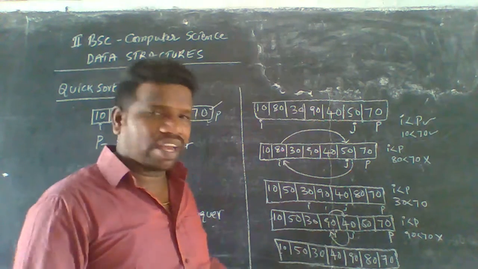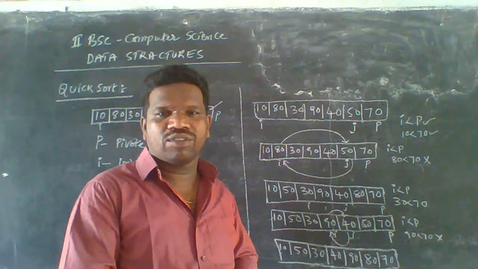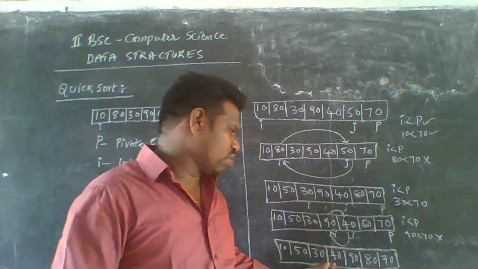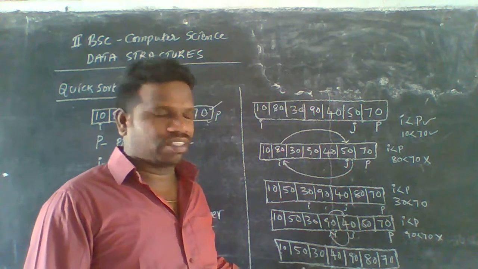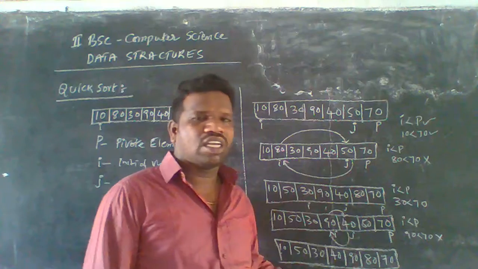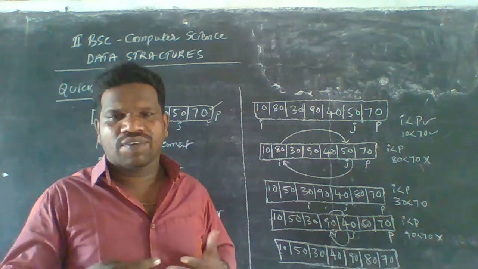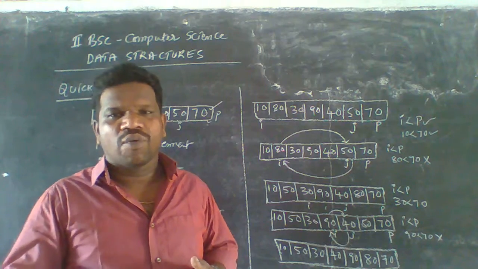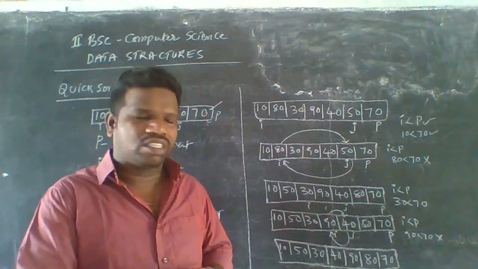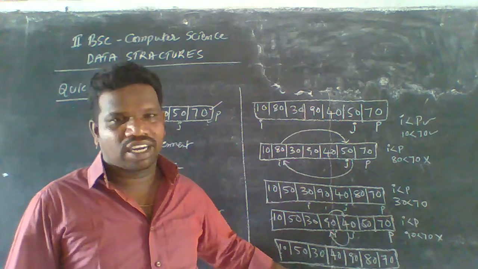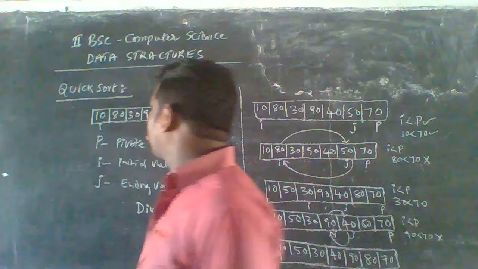Whenever the i and j values are transferred from one value to another value, i is going in the forward direction, j is coming in the backward direction. So at this stage, the i and j values can be crossed here. Whenever this situation occurs, you have to stop this process here, and you have to choose again.